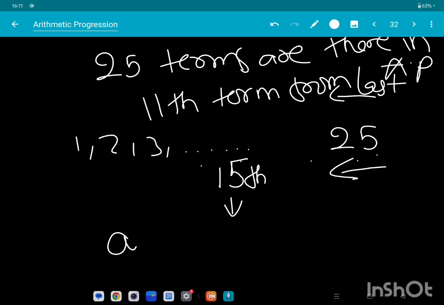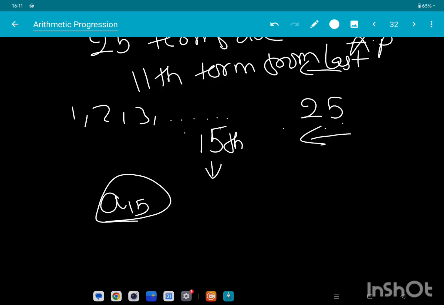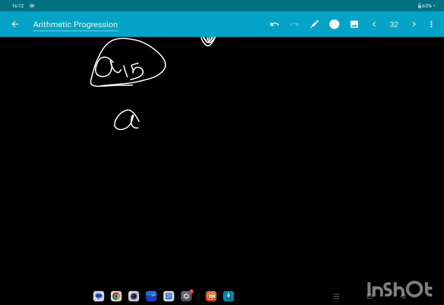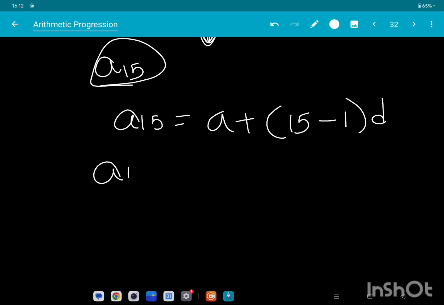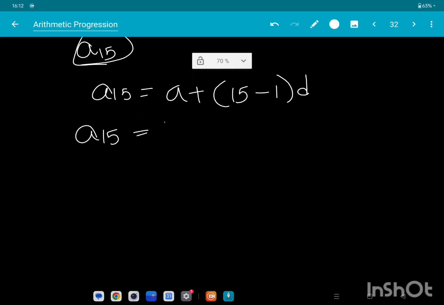So if I find the A15 value, then we get the answer, the 11th term from the last. We want the 15th term here, because the 15th term is the 11th term from the last. Got my point, right? It is as simple as that. So the 15th term, A15, equals a plus 15 minus 1 into d. What is the a value here? a is 10 plus 14 into d.